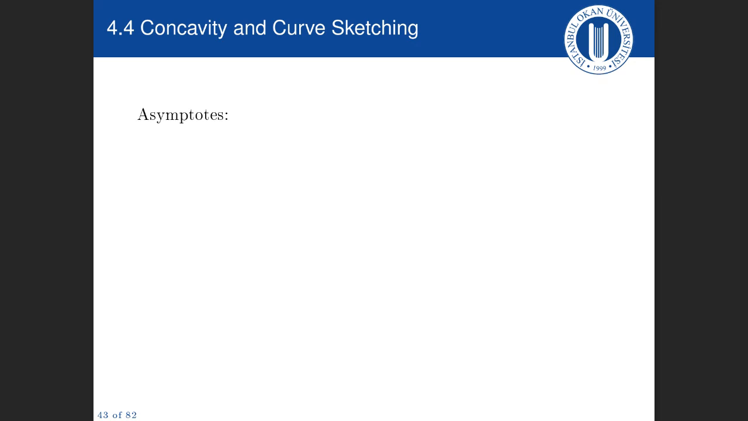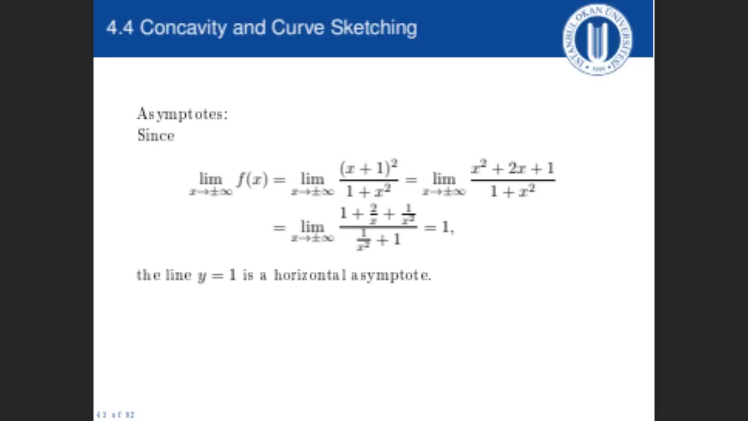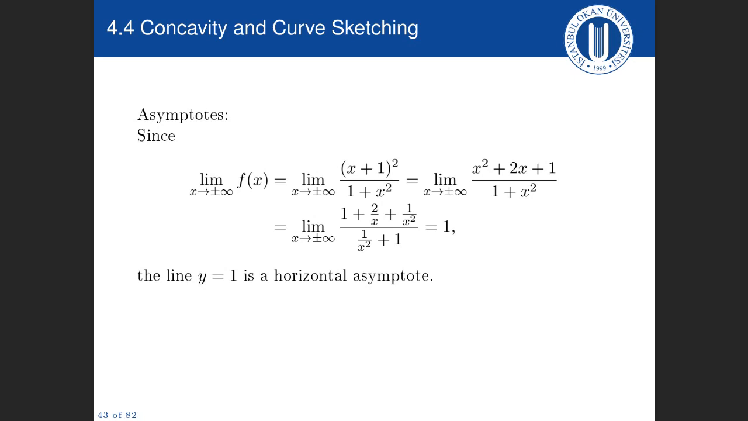The next idea is about asymptotes. Does this function have any asymptotes? Well, asymptotes is something we've talked about before. Asymptotes is a topic which is covered by the first midterm exam. So hopefully you're familiar with these.